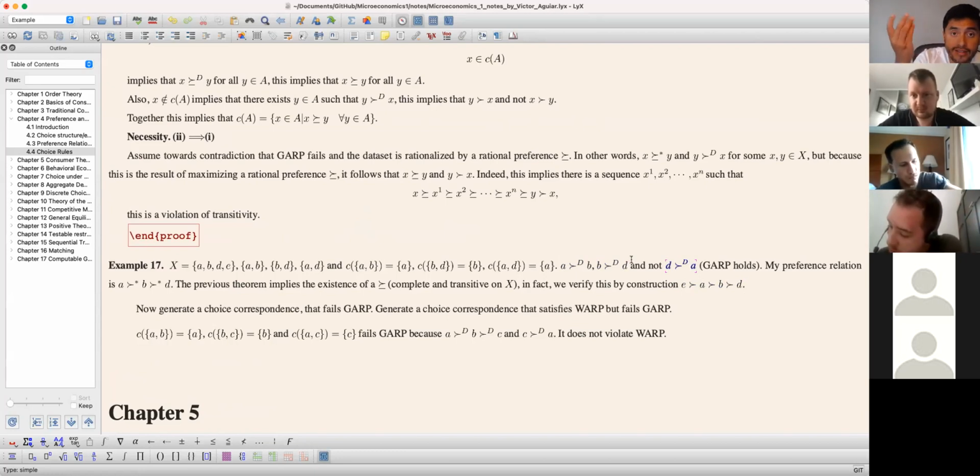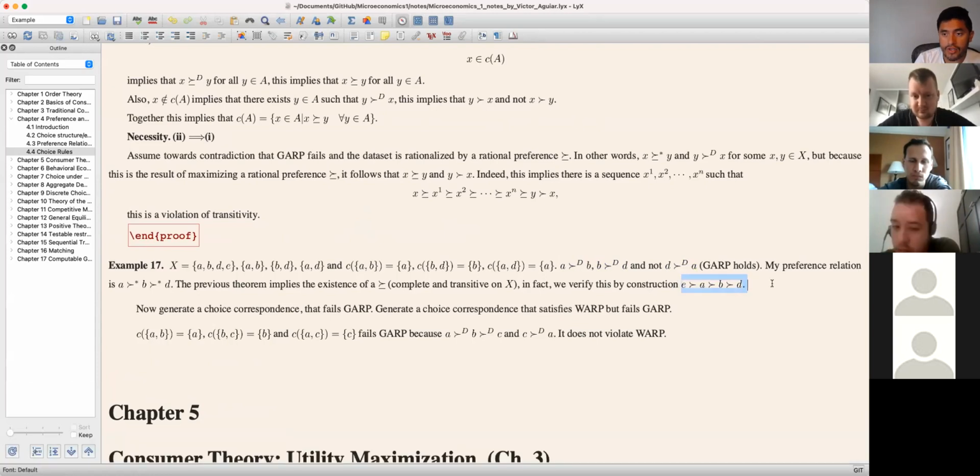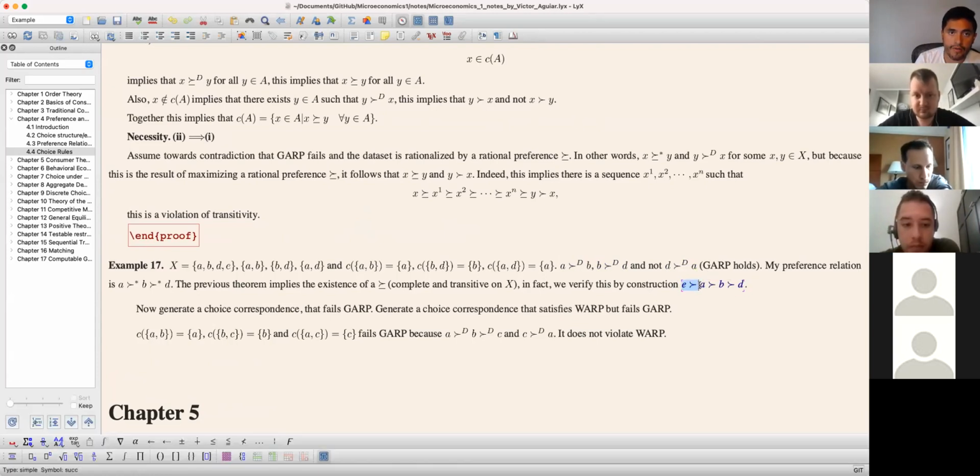Severin asked, where is E? So E is not ranked, so this thing is not complete. The fact that it's acyclic means that I can extend it to a transitive and complete relation that respects the strict preference relation.